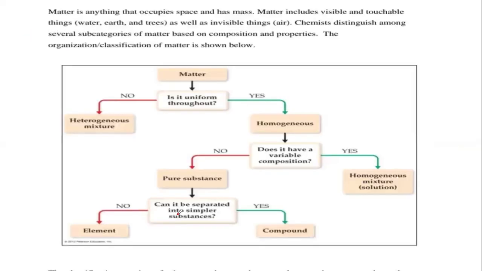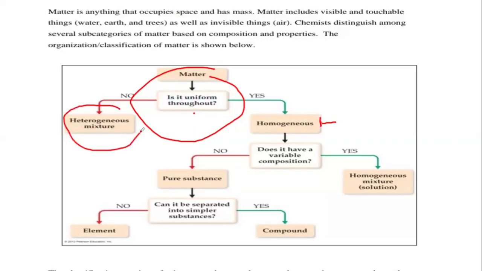This matter can be classified into various things. We're on the classification of matter, and it can be classified into different things. It depends on whether that matter is uniform or not. I was asking the question: is the matter uniform throughout? If your answer is yes, then the matter is called homogeneous. If your answer is no, then the matter is called heterogeneous, and it will just be a heterogeneous matter. But if it's homogeneous, then you can continue dividing or classifying it into particular classes.